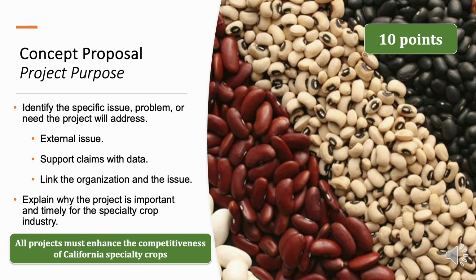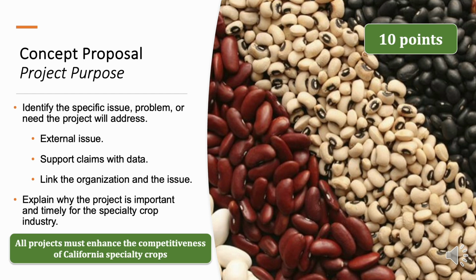The project purpose is where you will describe how your project answers the question, is this project a priority for the specialty crop industry? There will be 2 text boxes provided for this question. In the first text box, thoroughly explain the issue, problem, or need of the specialty crop industry that your project will address. Be sure to discuss this in relation to the funding category and program priorities you have identified.